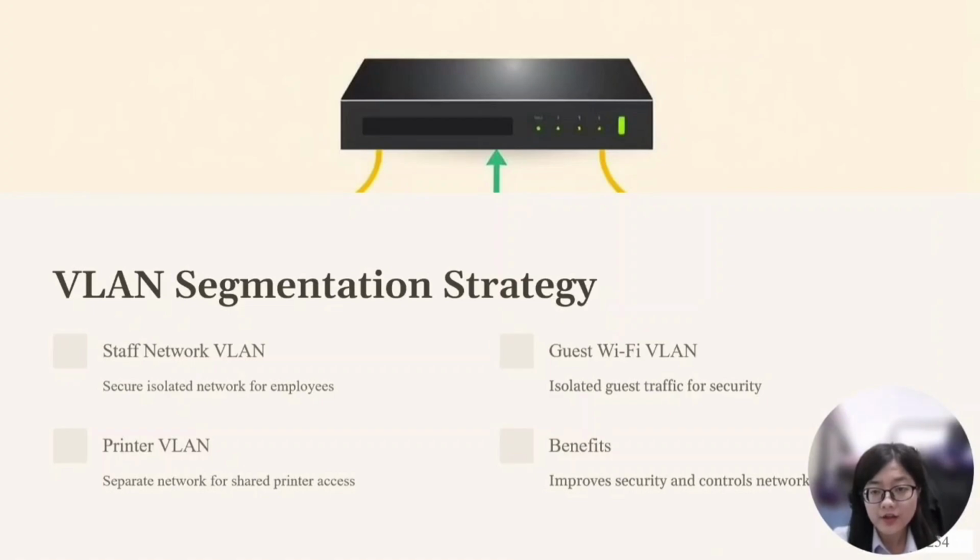VLAN segmentation strategy to improve security and manage traffic efficiently. We apply VLAN segmentation. We have 3 VLANs: one for the staff network, which isolates employee devices for internal use; one for guest Wi-Fi, which ensures visitors are securely separated from the main network; and one for printers, to allow shared access without exposing other devices. This setup increases both security and performance of the network.